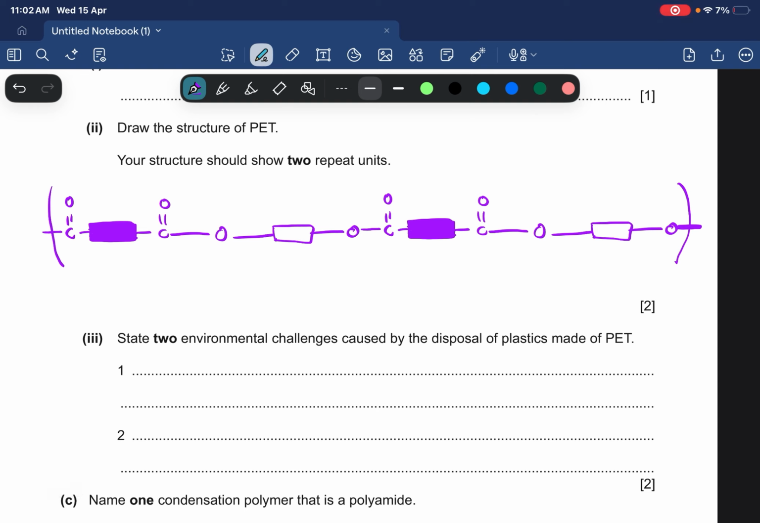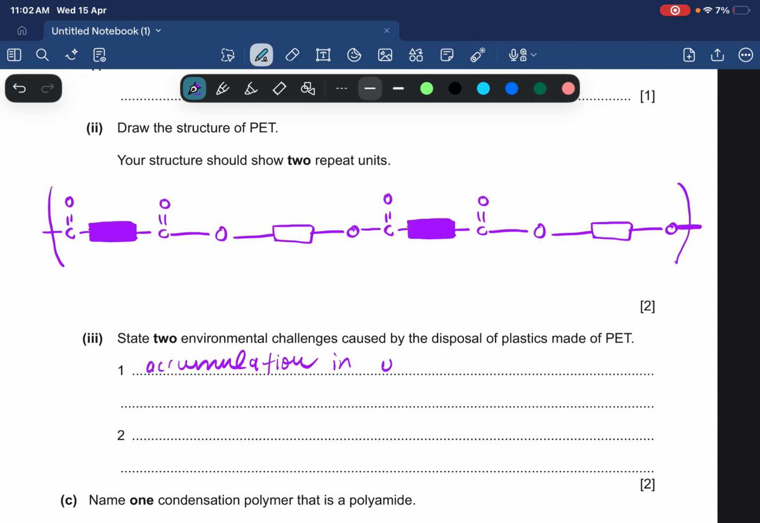State 2 environmental challenges caused by the disposal of plastics. Plastics are harmful. They cause a lot of problems. Firstly, they accumulate in the oceans, and then they're going to cause problems for the fish over there. Their reproduction cycle is disturbed, their breathing is disturbed. The fish are extremely affected by this. So, accumulation, and plastics are non-biodegradable. They don't decompose. The fungi and the bacteria cannot break them.